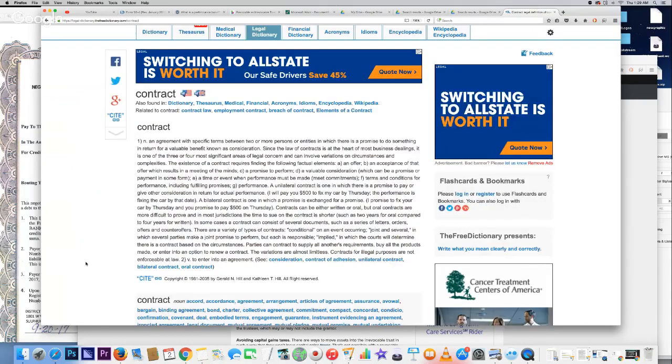Since the law of contracts is at the heart of most business dealings, it is one of the 3 of the 4 most significant areas of legal concern and can involve variations on circumstances and complexities. The existence of a contract requires finding the following factual elements: an offer. Remember that word, y'all, an offer. There has to be an offer. Then an acceptance of that offer, which results in a meeting of the minds, a promise to perform. When we say perform, we're talking about performance bonds. A promise to perform, right?